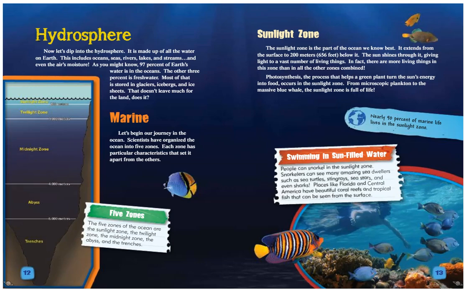So that was the geosphere. Next, let's look at the hydrosphere. Now let's dip into the hydrosphere. It is made up of all the water on Earth. This includes oceans, seas, rivers, lakes, and streams, and even the air's moisture, water vapor in the air. As you might know, 97% of the Earth's water is in the oceans. The other 3% is fresh water, lakes and rivers. Most of that is stored in glaciers, icebergs, and ice sheets. That doesn't leave much for the land, does it?